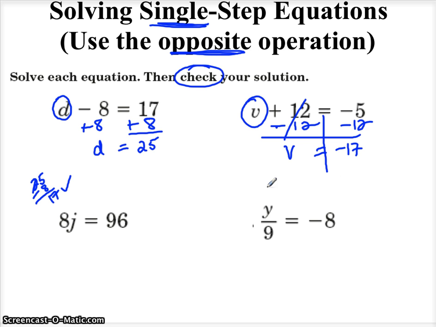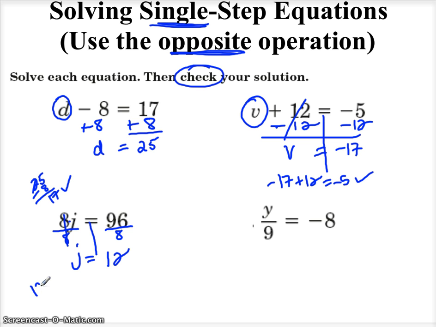And then just throw that in to check it. Negative 17 plus 12, different sign, so subtract, you get a negative 5, so that checks. Here's your equal sign, 8 times j. What's the opposite of multiplying? Divide. So divide both sides by 8. 8 divided by 8 is 1, so that just becomes j. 96 divided by 8, that goes in 12 times. Then just check. 12 times 8, yeah, that's 96, so it checks.